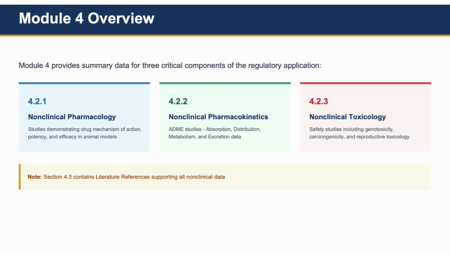Section 4.2.2 addresses non-clinical pharmacokinetics, encompassing all ADME studies that characterize absorption, distribution, metabolism, and excretion. Section 4.2.3 contains non-clinical toxicology data, which is often the largest subsection and includes various safety studies such as single-dose toxicity, repeat-dose toxicity, genotoxicity, carcinogenicity, and reproductive toxicology. Additionally, Section 4.3 contains literature references.